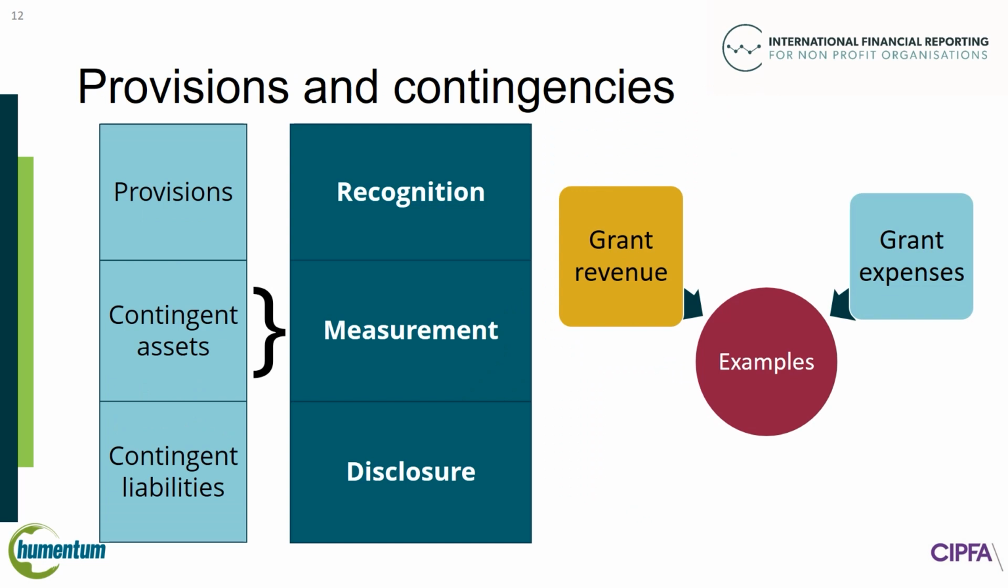Section 21, Provisions and Contingencies, covers the definition of provisions, contingent assets, and contingent liabilities. It provides guidance on what needs to be recognized, approaches to measurement, and disclosures required. This section is particularly relevant because of its interaction with proposals on grants and donations. The implementation guidance shows examples to illustrate the key principles, including a new example relating to onerous grant agreements.